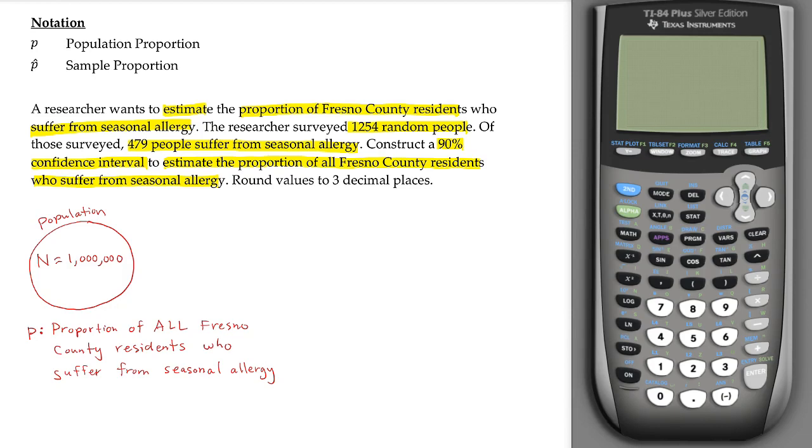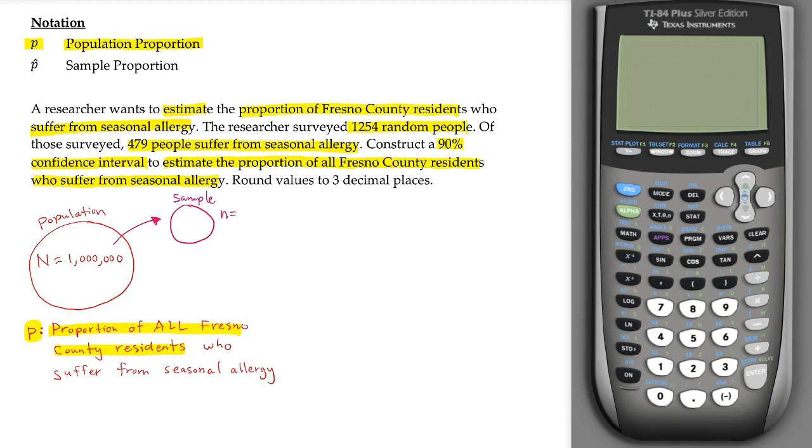We have a notation for that. Lowercase p is the population proportion. So in that case, it's the proportion of all Fresno County residents who suffer from seasonal allergy. However, to obtain that, we would need to survey everyone in Fresno County, and that's a lot of people. So what we typically do in real life is we take a sample. And from the sample, we're going to estimate what we really are interested in, which is p, the proportion of all Fresno County residents who suffer from allergy.